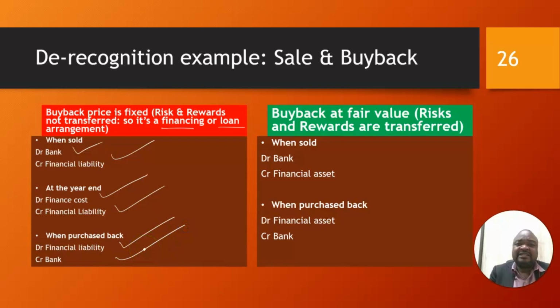As simple as that. Then, in another situation, the buyback is going to be at fair value, which means the risks and rewards are transferred the moment you sell it. So the moment you sell it, you're going to debit the bank and credit the financial asset because you are de-recognizing it, because the risks and rewards have been transferred to the buyer. Then when you purchase it back, you are debiting the financial asset and crediting the bank. As simple as that. So when you'll be reading the scenarios, please understand what will be going on.